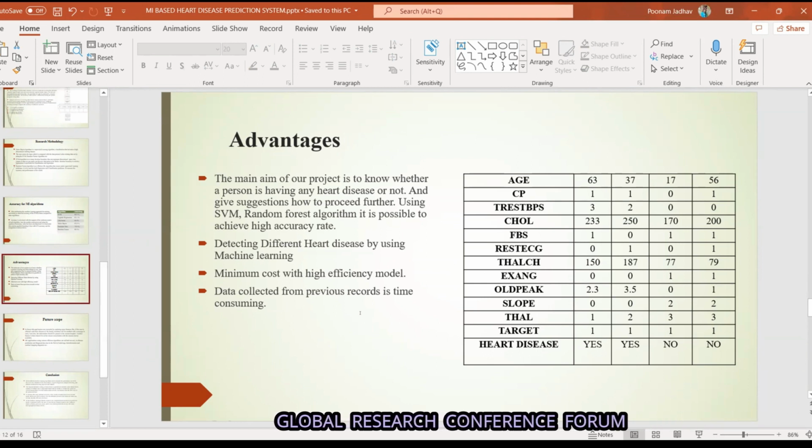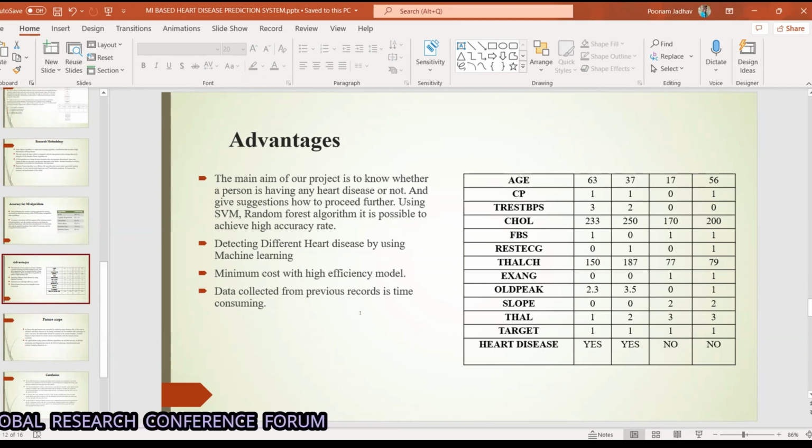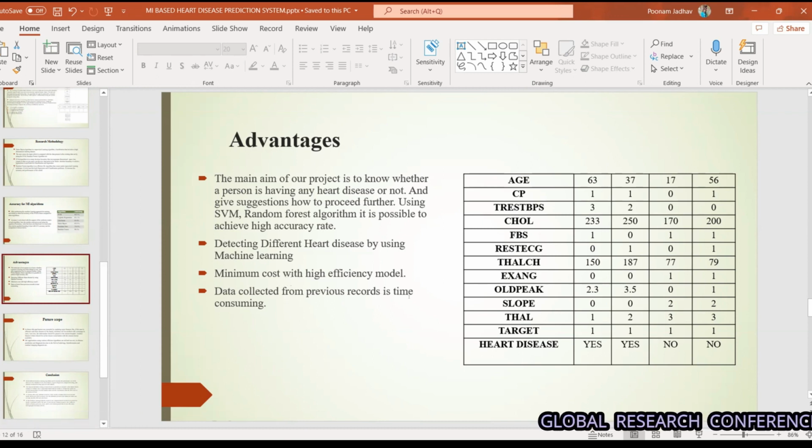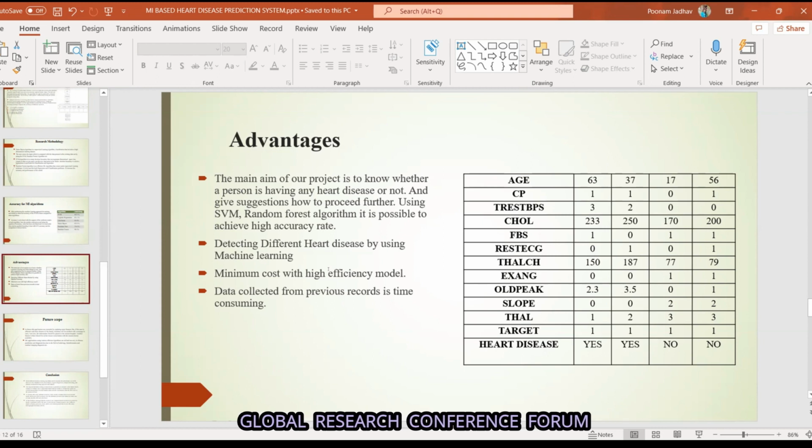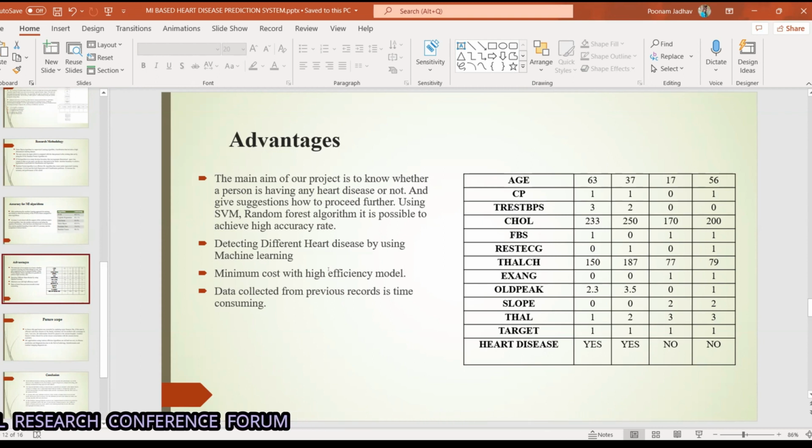Then the next one is the advantages. The main advantage is detecting different heart diseases using machine learning. Then there is minimum cost with a high-efficiency model, because this model can be used in small hospitals as well as large hospitals.